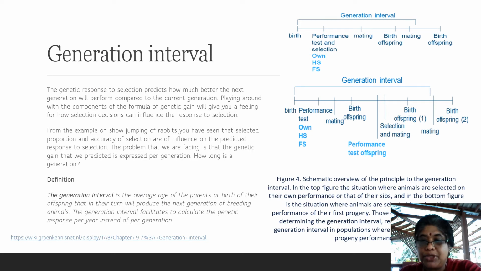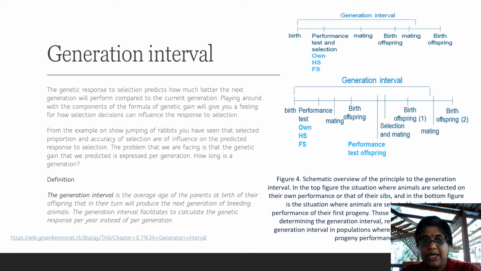So when we talk about generation interval, it is very important. When you're doing quantitative genetics, the genetic response to selection predicts how much better the next generation will perform compared to the current generation. Playing around with these components of the formula of genetic gain will give you a feeling of how selection decisions can influence the response to selection.